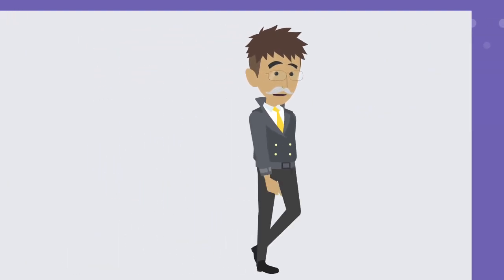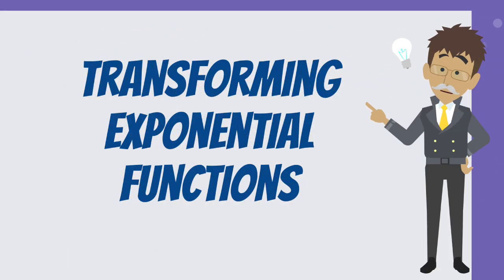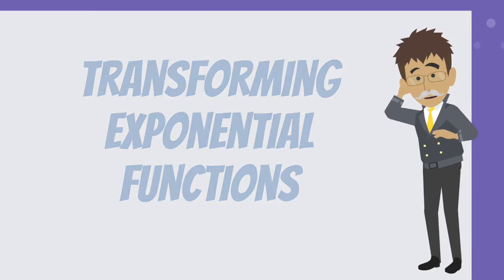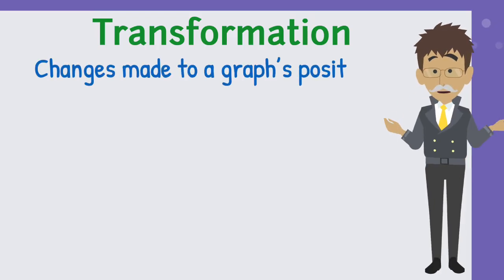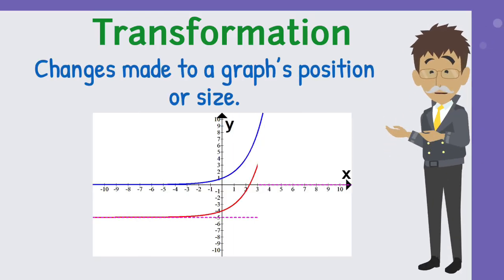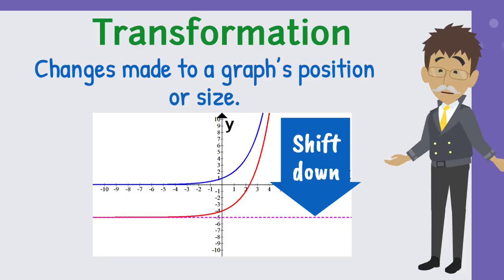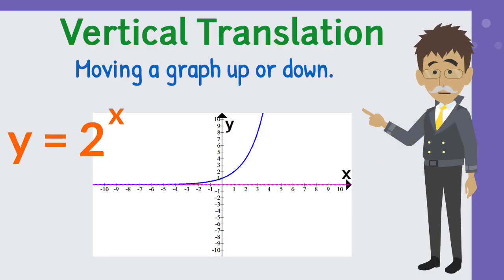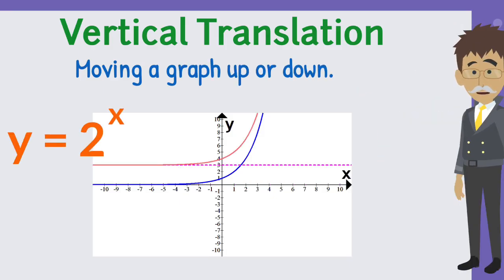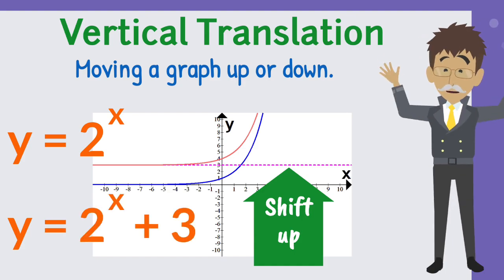Transformations change how a graph looks without changing its overall shape. These shifts help us model real-world situations more accurately. Transformation. Transformations are changes made to a graph's position or size. Moving a graph up or down is a transformation. Vertical translation. Moving a graph up or down. Adding 3 moves the graph up 3 units. For example, y equals 2 to the x power plus 3.